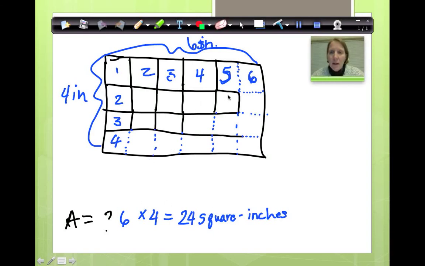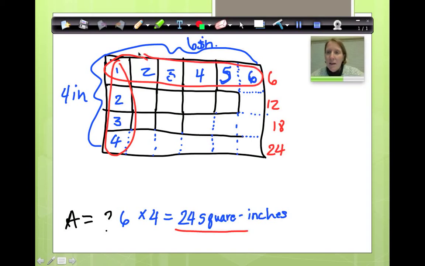Okay, I'm going to change my color. I'll do red. So if this row is 6, let's skip count. 6. 6 plus 6 is 12. Skip counting by 6s again. I have 18. And this is 24. Do I have 24 squares? I do. So the area of this rectangle is 24 square inches. And we figured it out only by needing this side and this side. That's all we needed. 2 sides.